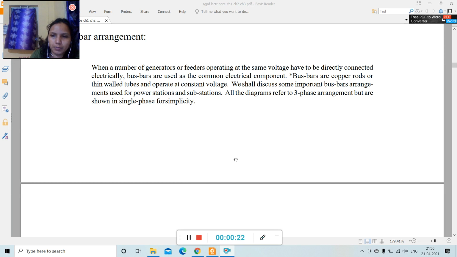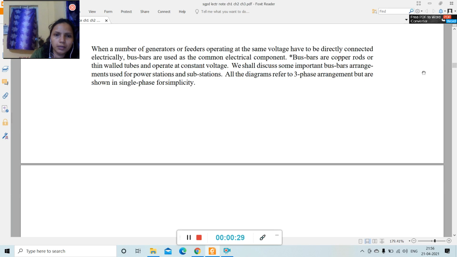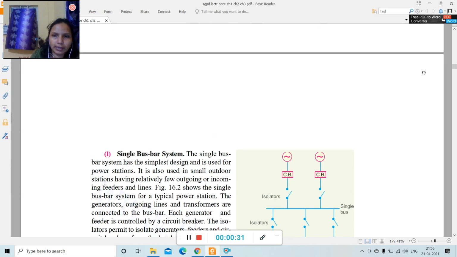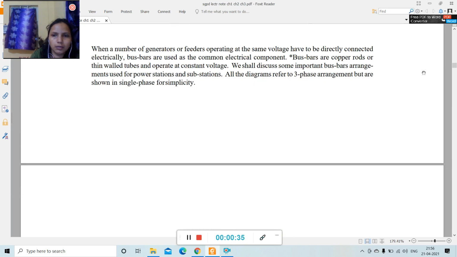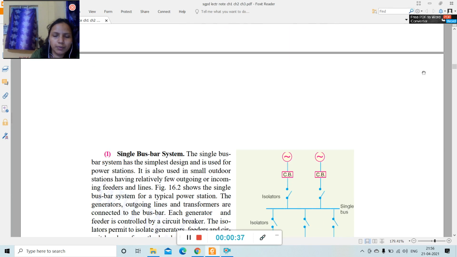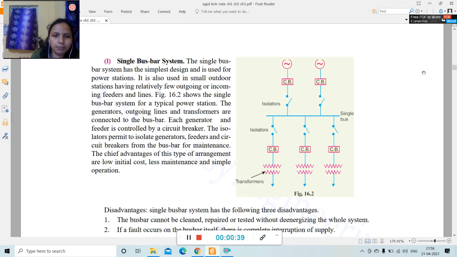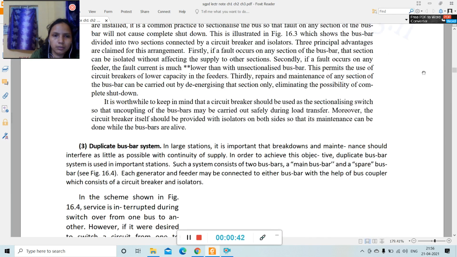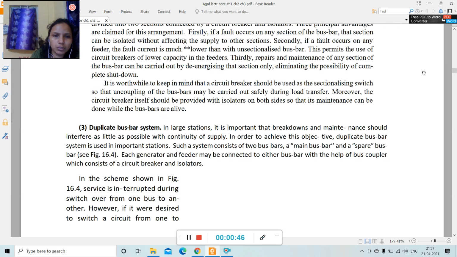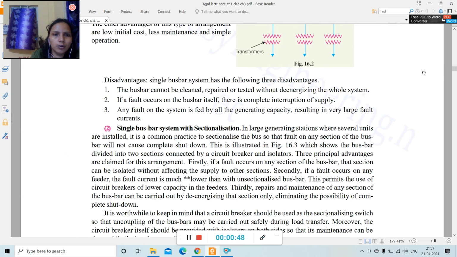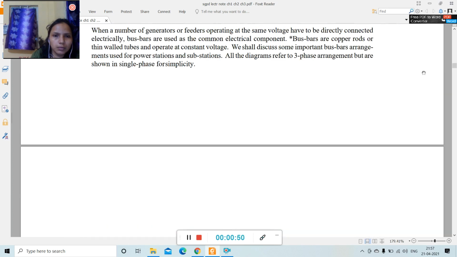In bus bar arrangement we will study three types of arrangement, three types of techniques: that is single bus bar system, then single bus bar system with sectionalization, then duplicate bus bar system. So why the need of this bus bar arrangement?